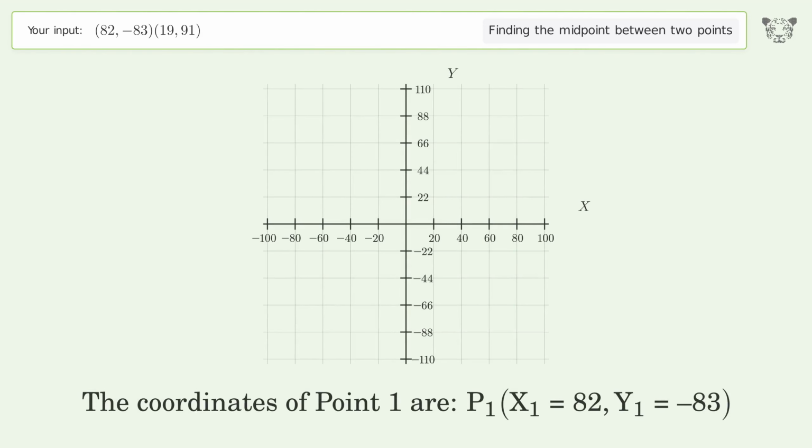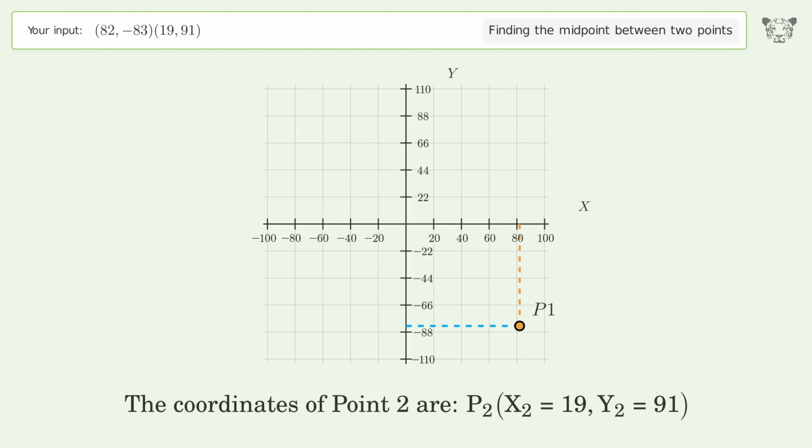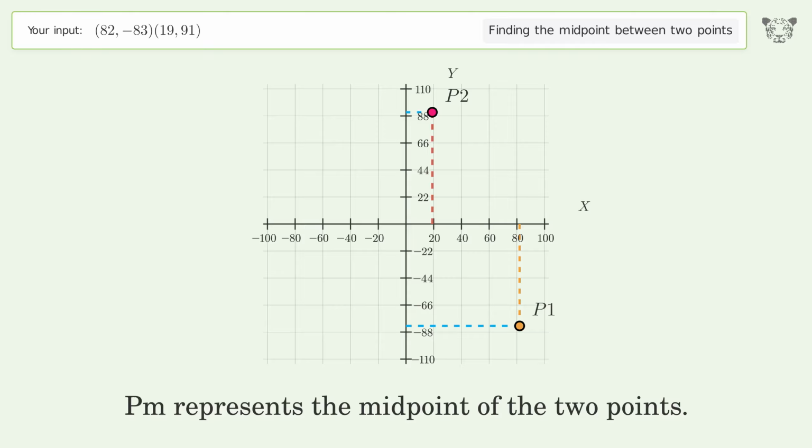The coordinates of point 1 are x1 equals 82, y1 equals negative 83. The coordinates of point 2 are x2 equals 19, y2 equals 91. PM represents the midpoint of the 2 points.